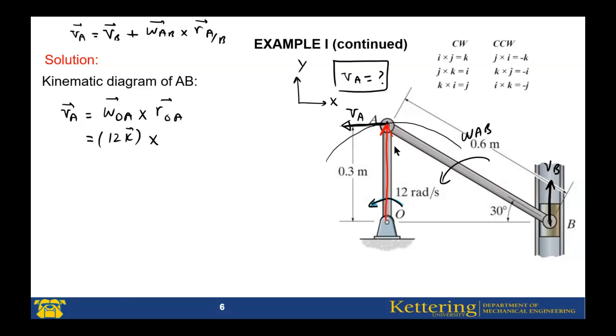If I want to write the ROA in terms of the vector, what should I write? Yes. It's R J hat. This one, it is 0.3 J hat.